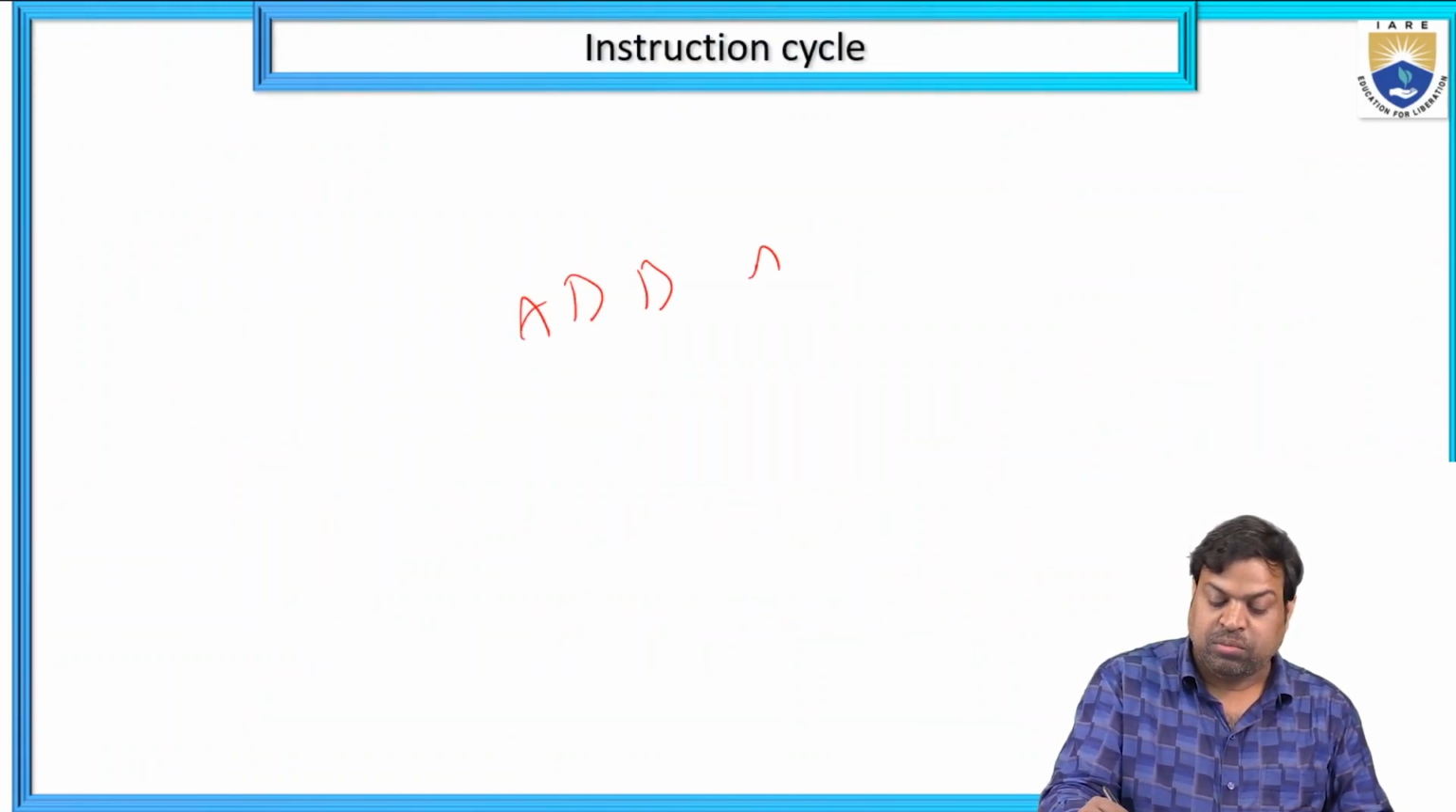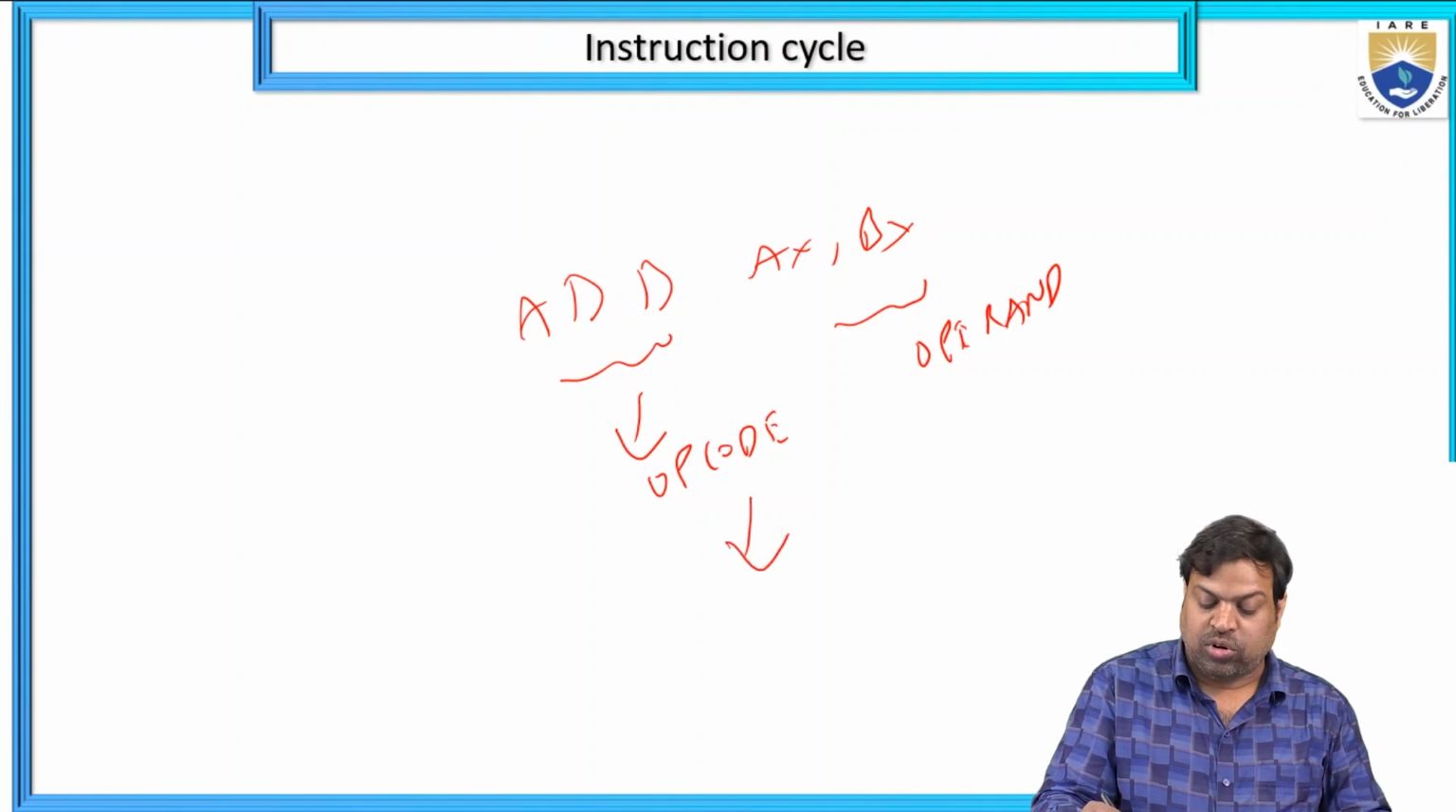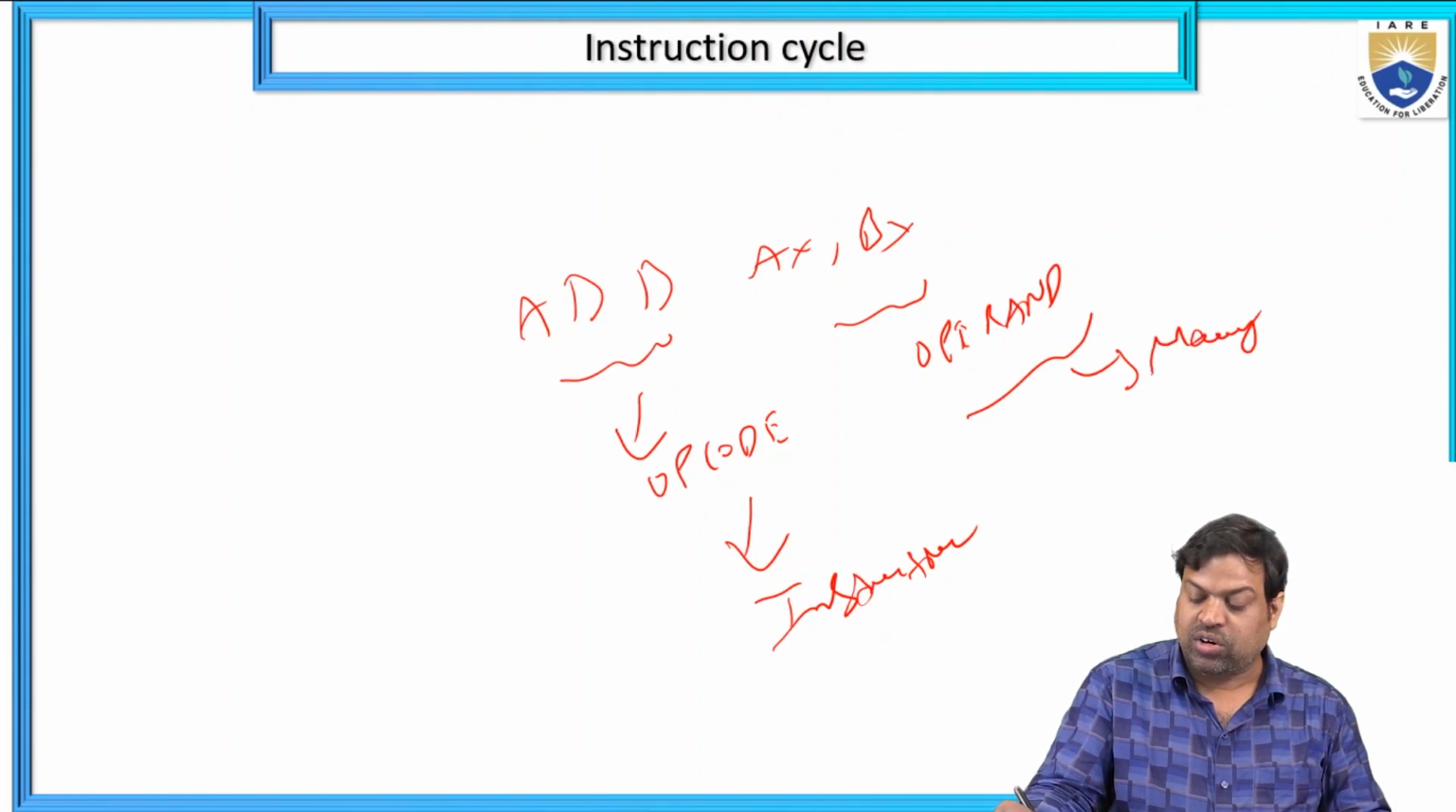Add ax comma bx. Opcode, operand. So opcode is an instruction. It is an instruction. Okay, operand is a memory or address.